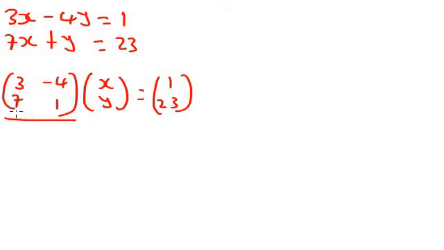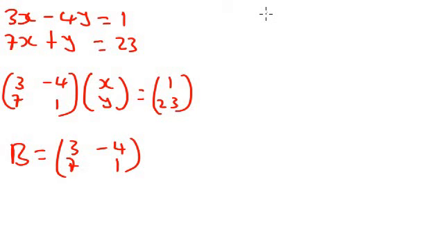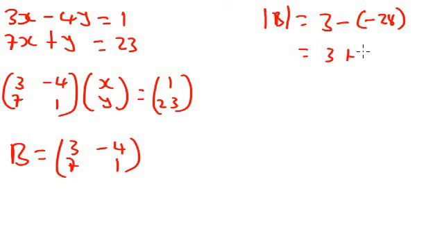So the goal is to determine the inverse of this matrix. So I'm going to set it to be equal to b. So what will be the determinant of b? That will be equal to 3 times 1, that's 3, minus 7 times -4, that's -28. And that will eventually result in 3 plus 28, which will be equal to 31.